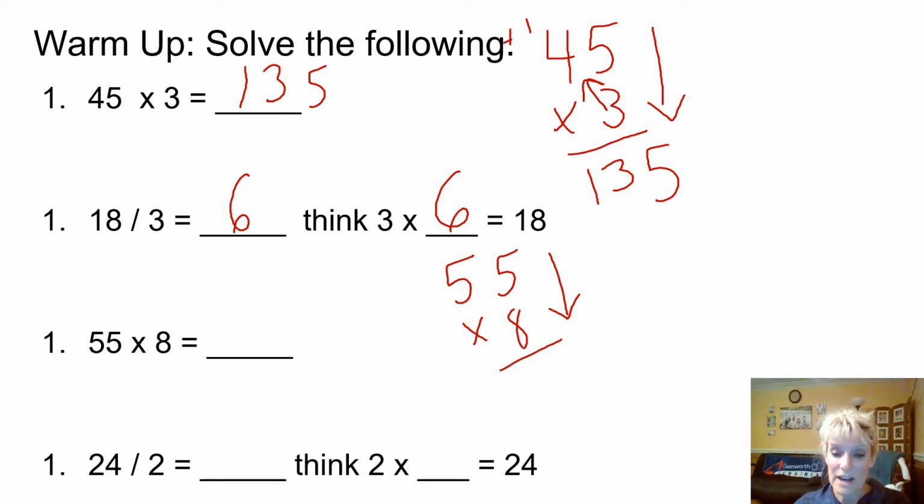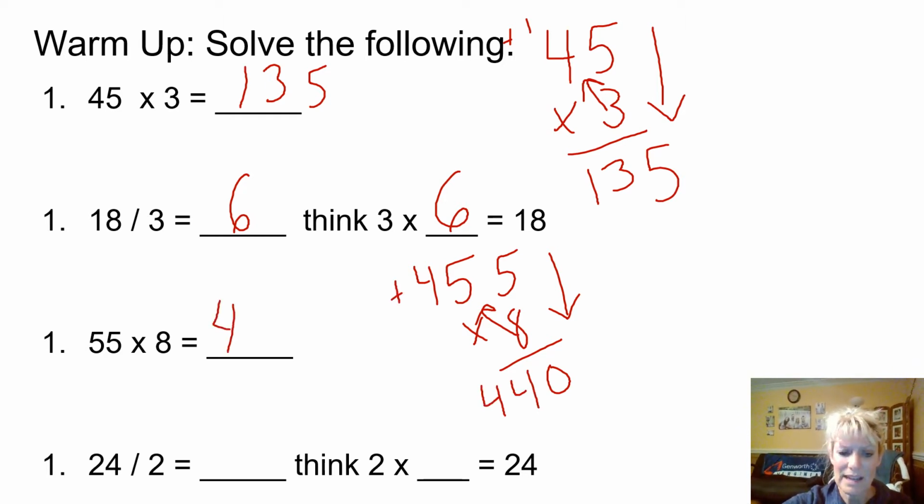Okay, 5 times 8 is 40, so my 4 goes up at the top. 8 times 5 is 40, and then I'm going to add the 4 right there, which gives me 44, which means that I have an answer of 440.